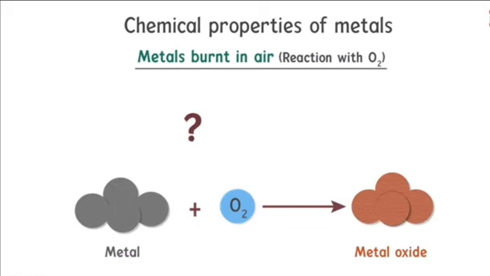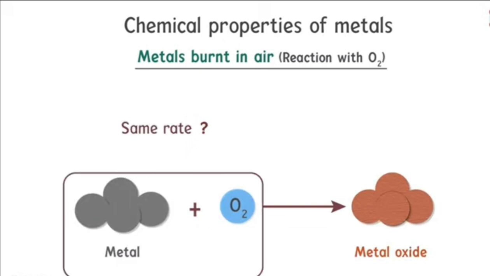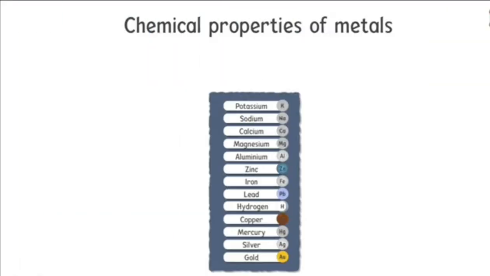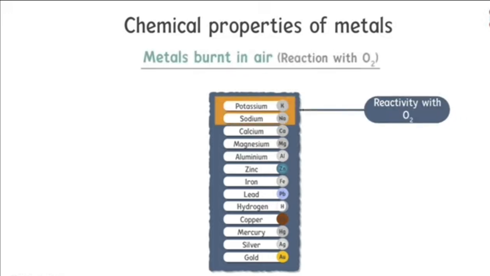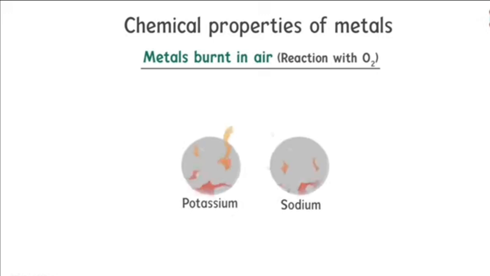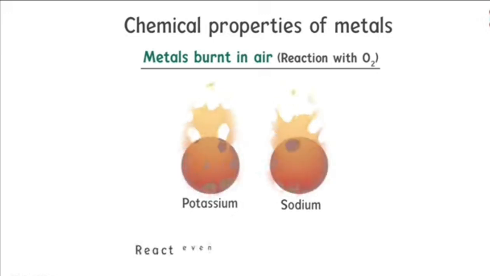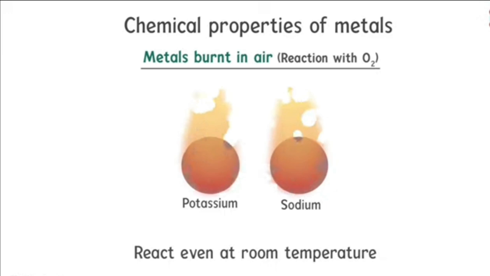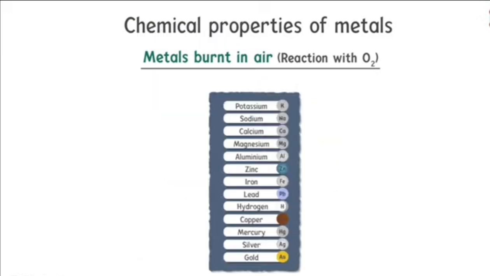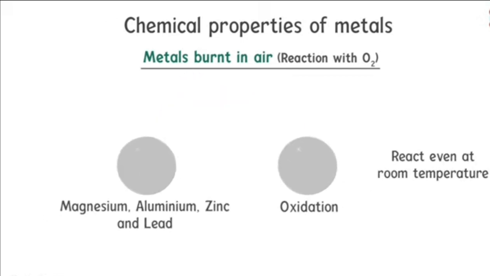Now let us discuss the rate of the reaction with the oxygen. The metals react with the oxygen depending upon the reactivity series of the metal. For example, potassium and sodium are highly reactive, and when they burn in the presence of oxygen, they react even at room temperature. Then magnesium, aluminium, zinc and lead also react at room temperature, but they form an oxide layer when they react with the oxygen.